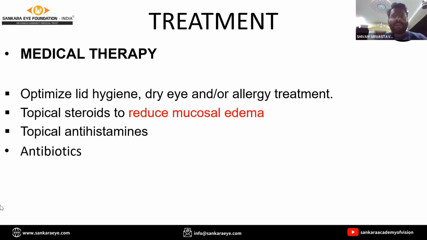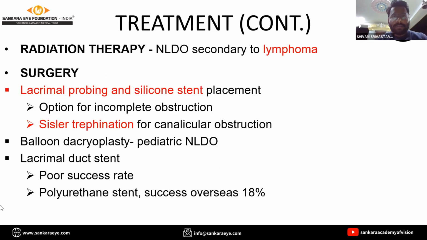Coming to the treatment part, as a general treatment, for managing the etiologies, optimizing lid hygiene and dry eye and allergic treatment, and for the reduction of mucosal edema, antihistaminics and antibiotics are advised. Radiation therapy is done if NLD obstruction is secondary to lymphomas. And surgeries are done with lacrimal intubation. This is done if the obstruction is incomplete.